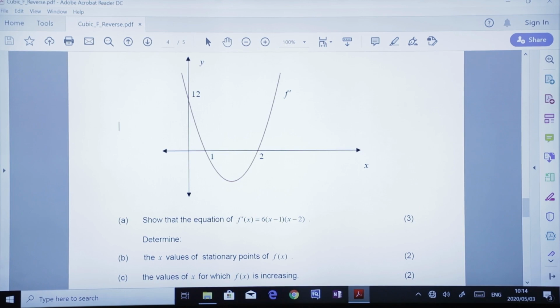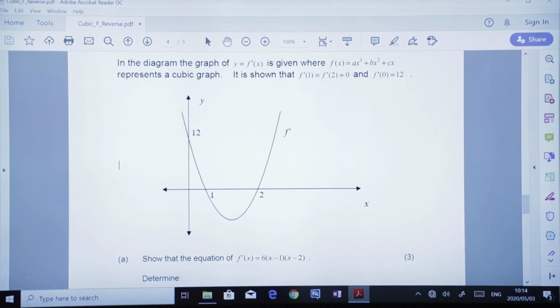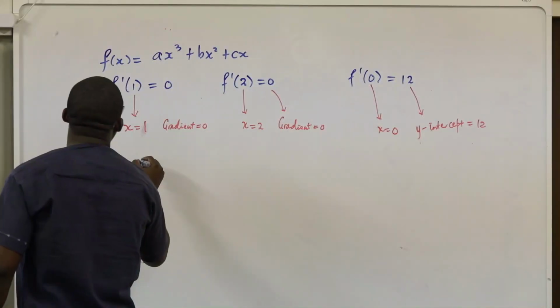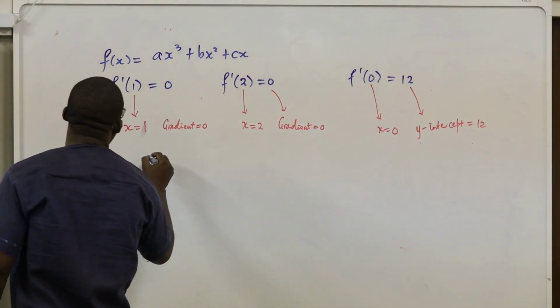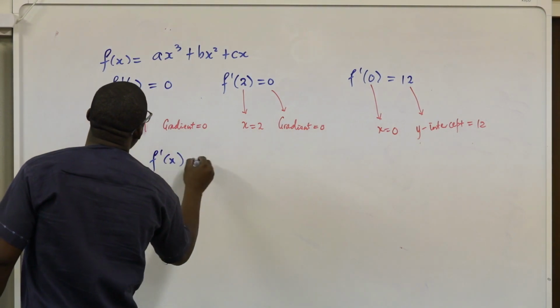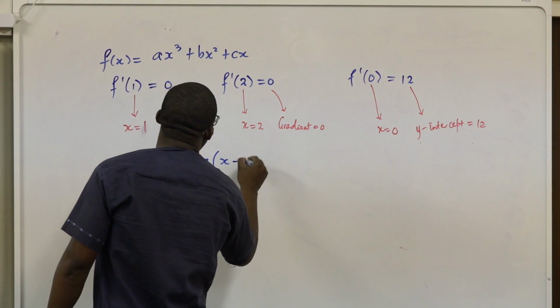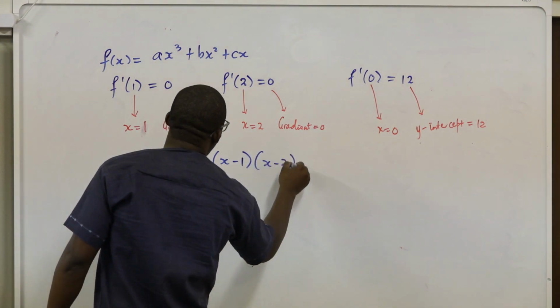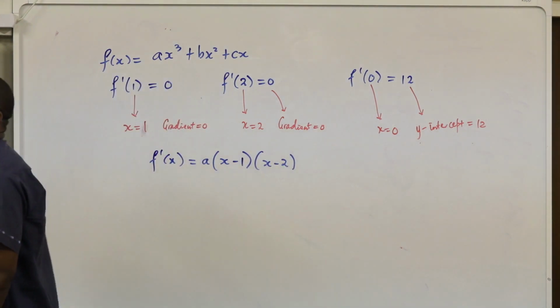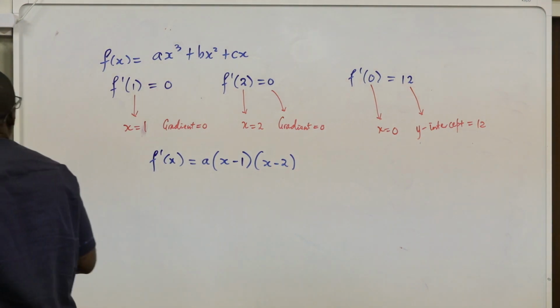Show that the equation of f prime x is equal to that. Show that the equation of that is equal to that in its x-intercept format. So what do we do? We've got two x-intercepts. f prime of x is equal to a(x minus 1)(x minus 2). Now we need one more point to be able to solve for a.